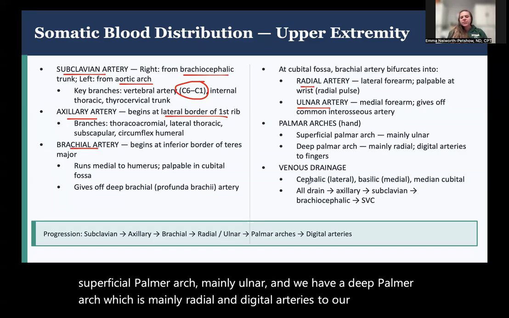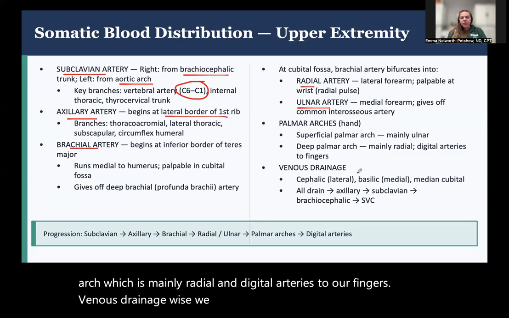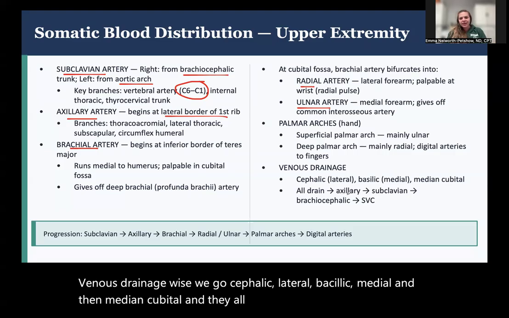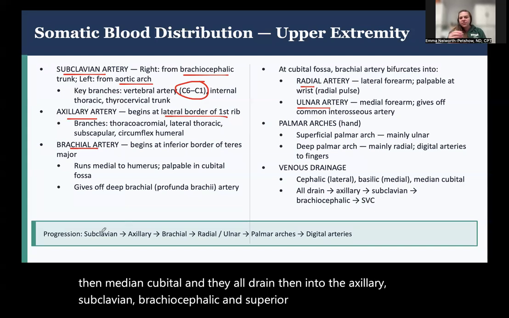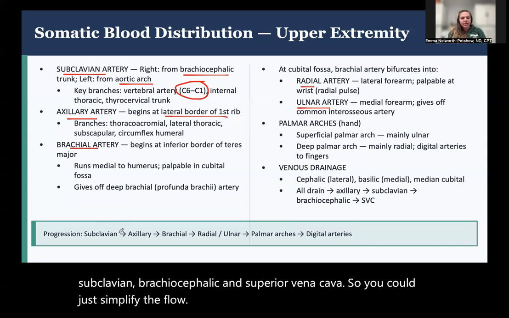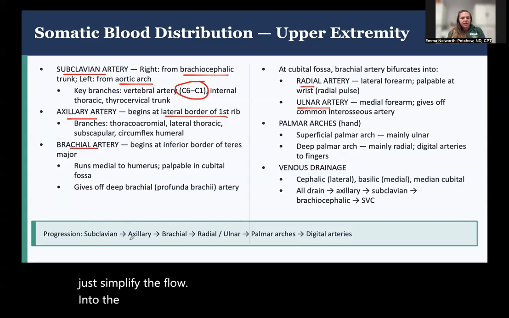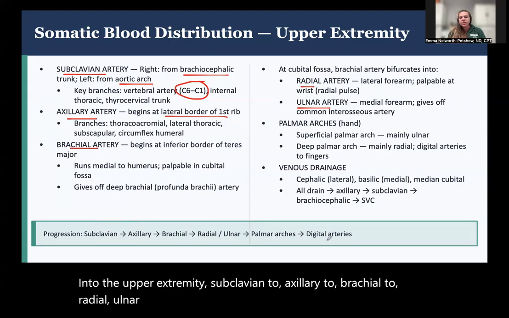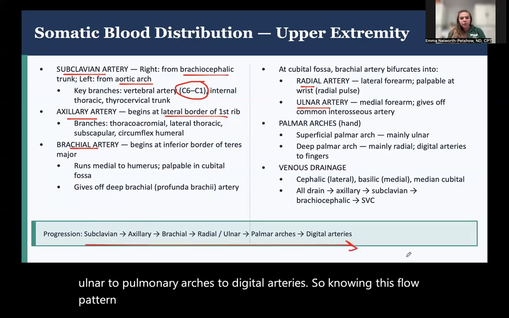Venous drainage wise, we go cephalic, lateral, basilic, medial, and then median cubital. And they all drain into the axillary, subclavian, brachiocephalic, and superior vena cava. So to simplify the flow into the upper extremity: subclavian to axillary to brachial to radial and ulnar to palmar arches to digital arteries. So knowing this flow pattern would be helpful because it's your branch points.